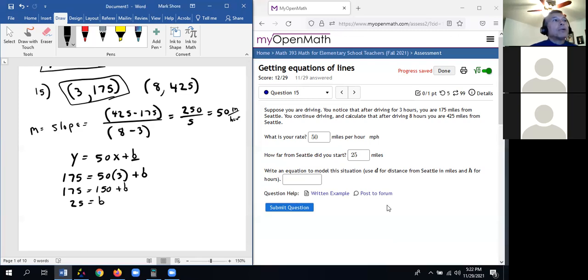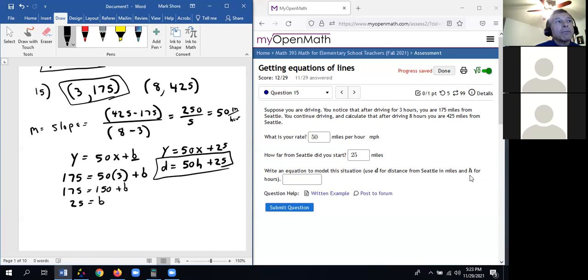So now what's that equation? Well, in terms of y's and x's, it'd be y equals 50x plus 25. But notice they say to use D and H, stuff like that. So distance is D, H for hours. So his distance that he is from Seattle is 50 times the number of hours that he's driven plus 25. So that's what they want for the last part.